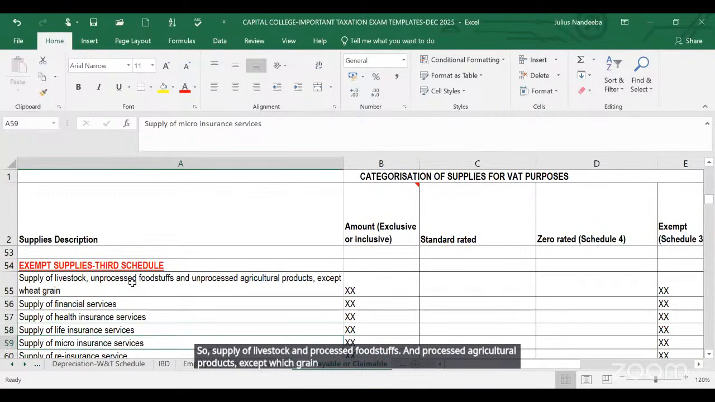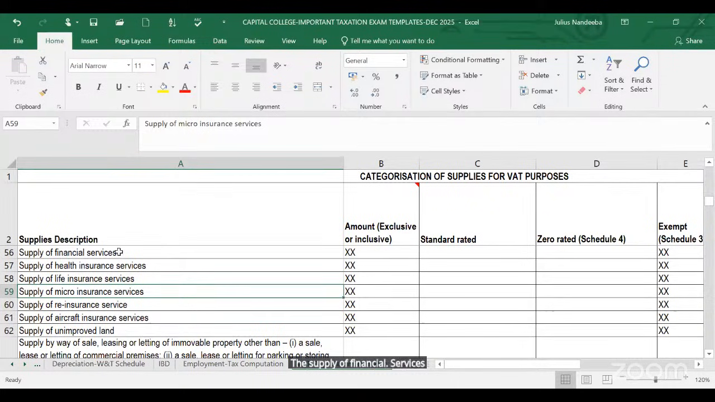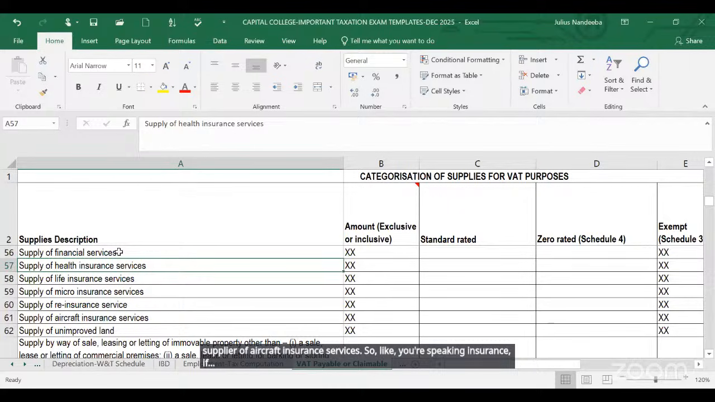Number two, the supply of financial services. Number three, the supply of health insurance services, supply of life insurance services, supply of micro insurance services, supply of reinsurance services, supply of aircraft insurance services. So largely speaking, insurance is exempt, but the general insurance is not exempt.